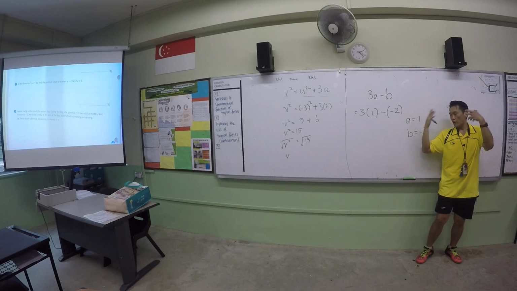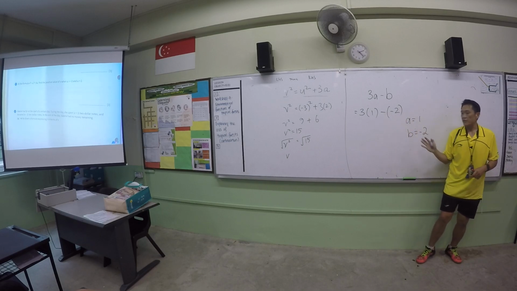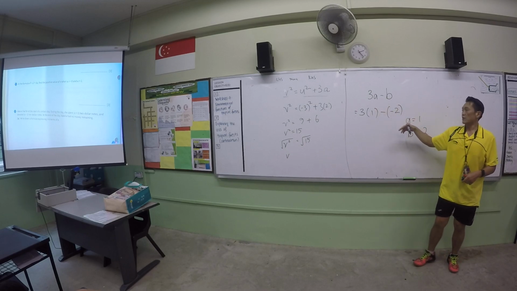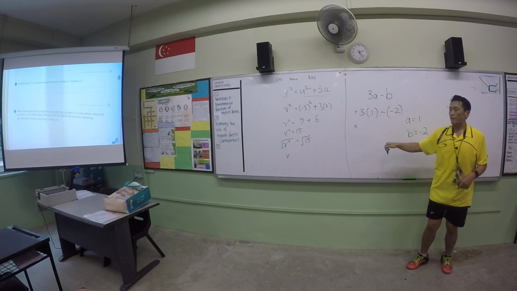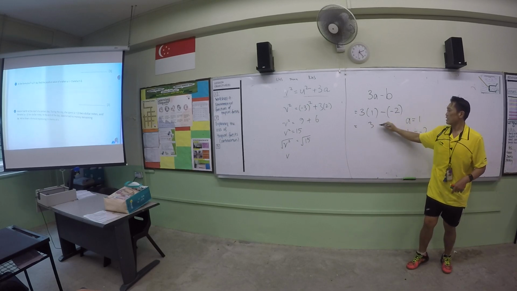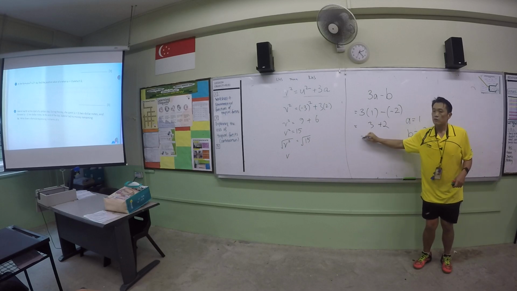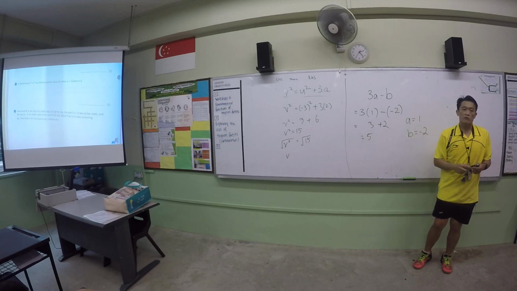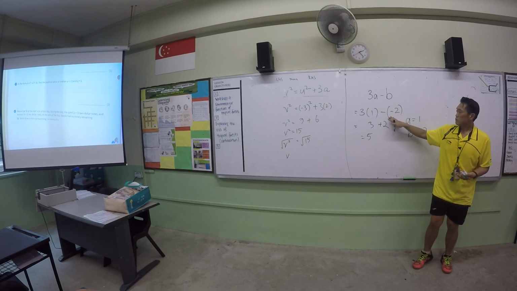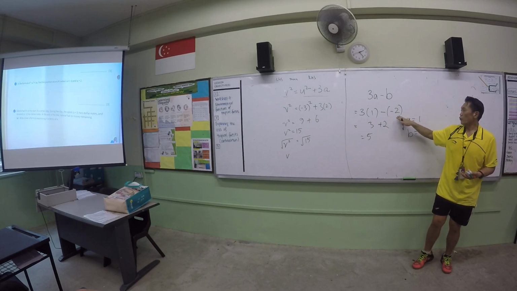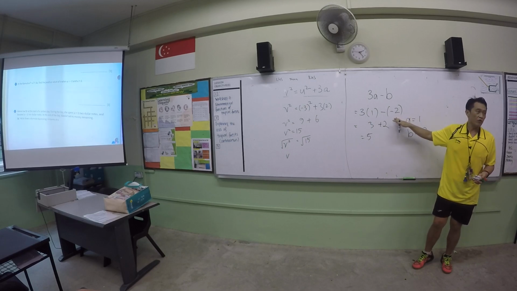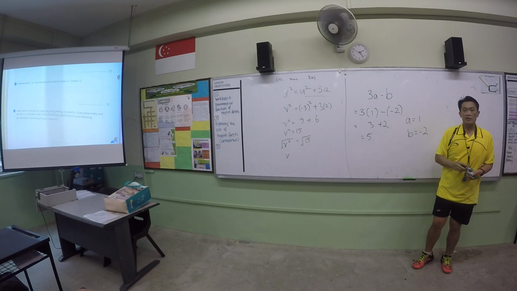Okay? You don't need to go and work in your mind: minus negative 2, is it plus 2 or minus 2? You just copy this down first. Then after that, you go and expand. 3 times 1 is 3. Minus negative 2. Minus minus becomes positive. Then you will be able to get your correct answer. So, substituting with a bracket is to help yourself, prevent you from making careless mistakes.